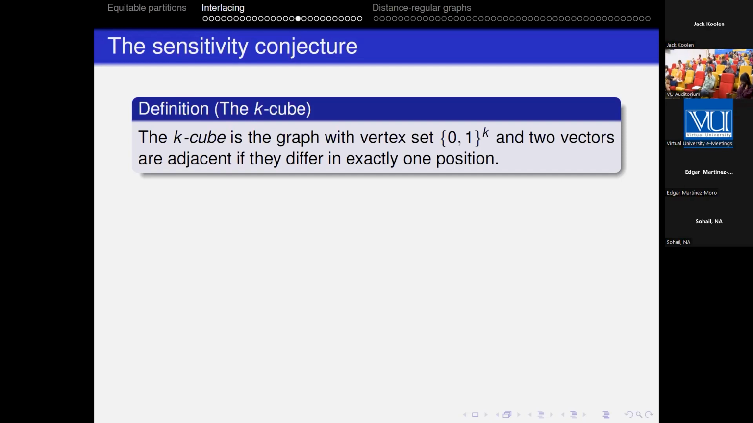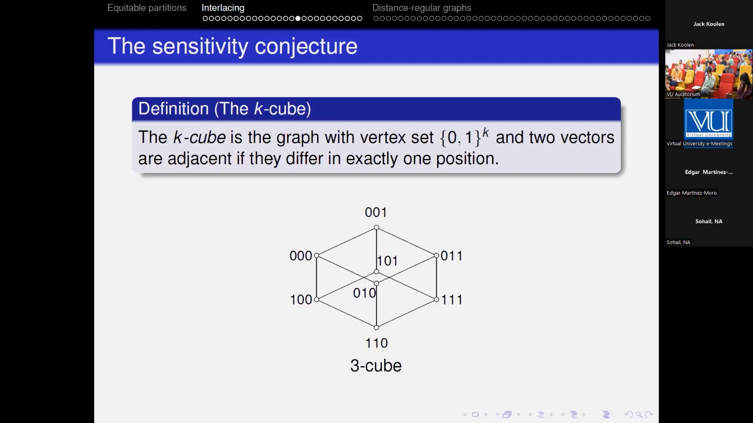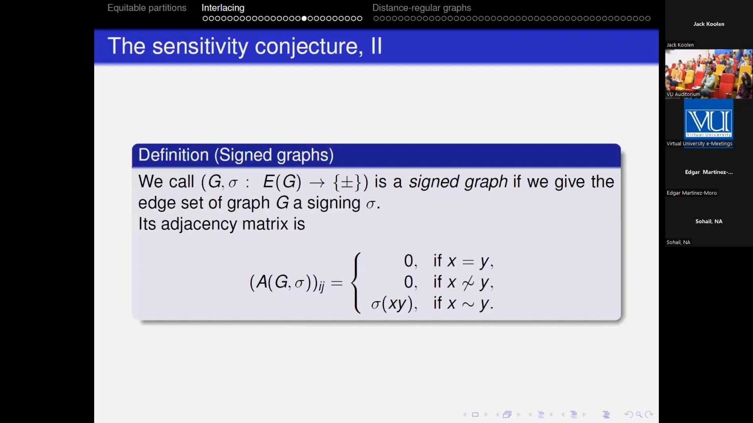So we start with the k-cube, yes? This has a graph with vertex set {0,1}^k. So the vertices are vectors of length k with entries 0, 1, and two of those vectors are adjacent if they differ in exactly one position. Here is an example of the 3-cube. I think everybody has seen this example, probably many times in your life. Okay, that is the 3-cube.